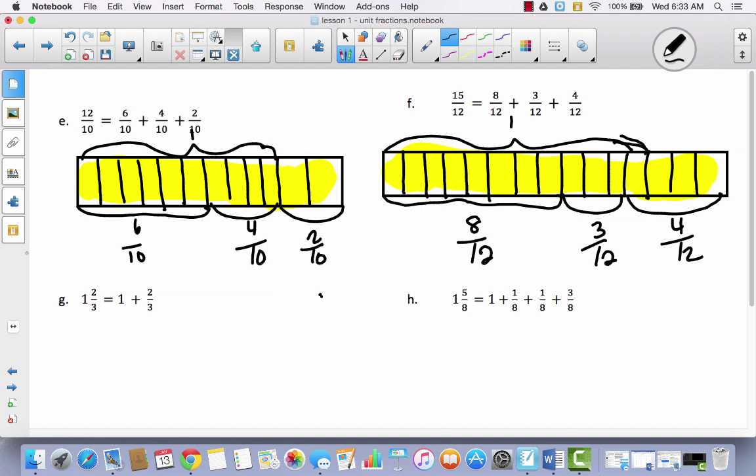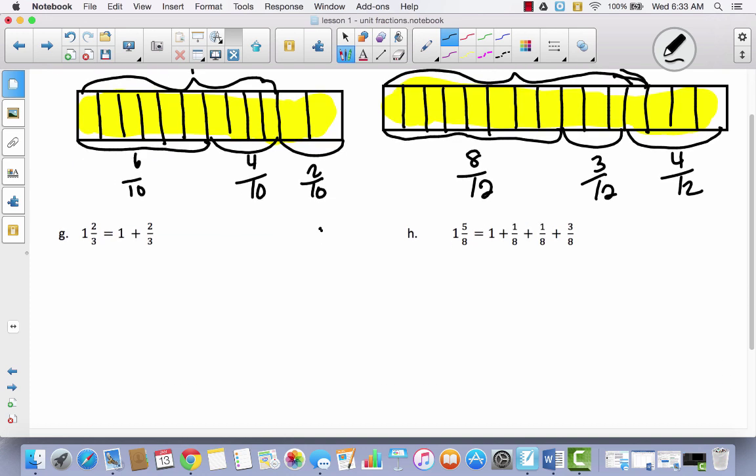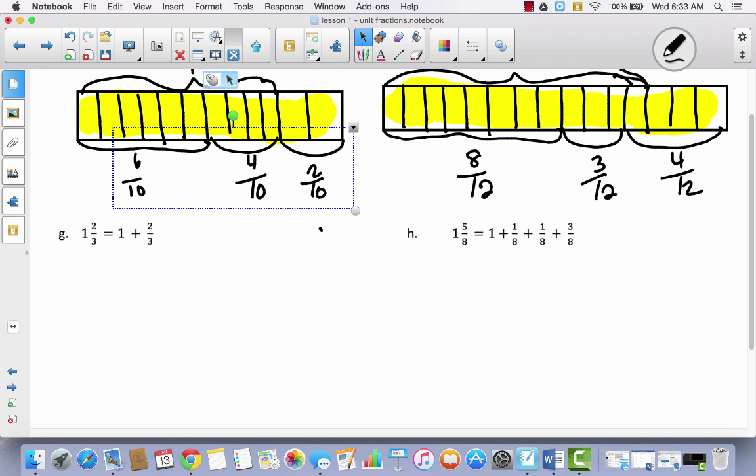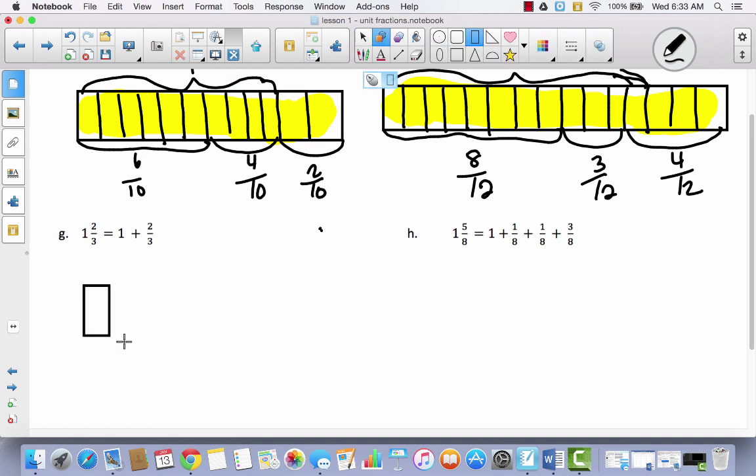All right, so now let's try G and H. Now you're going to notice they did this as a mixed number, but don't be afraid of the mixed number. It's just like what you've already been doing. So let's go ahead and draw our tape diagram. So we have one whole plus we have 2/3. So let's go ahead and make our whole first. Now these are thirds, so I'm going to have 2/3 left over. So I'm going to actually make this about like this, okay?